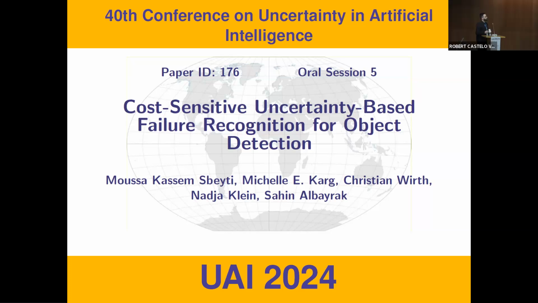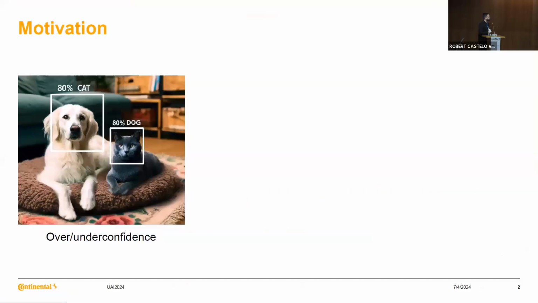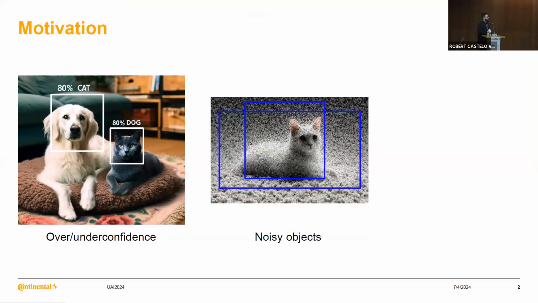And what I want to start with is maybe a motivational slide, but let's skip that and get directly to the actual motivation. Why do we need failure recognition and why should it be uncertainty-based? Current object detectors typically produce a bounding box around the object, a corresponding class, and a confidence score. But that confidence score that comes from the classification output is usually not reliable, as object detectors tend to exhibit over or under confidence.